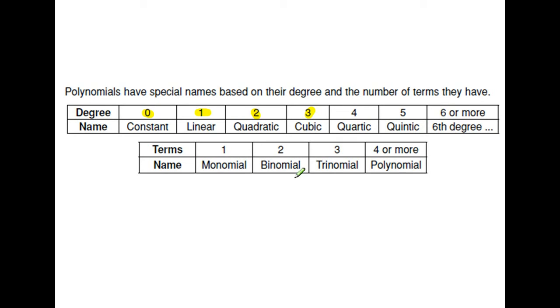Terms are separated by addition and subtraction signs. Alright, so if it's separated by addition or subtraction signs, it's a term. And if we have one term, it's a monomial. It's a one-on-one, versus each other. Binomial, think of a person, they're called bipedal. That means they walk on two legs, and it's binomial. Trinomial means 3. And anything above trinomial is a polynomial. So this is the word that we use for anything above 4 terms.